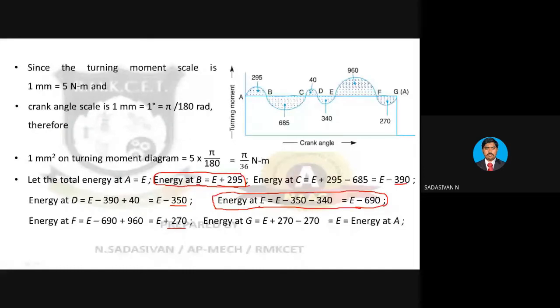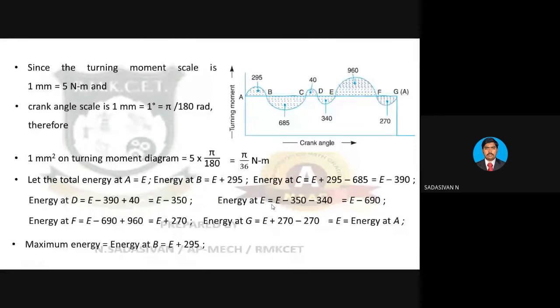With this in mind, we are going to proceed to the next step. Maximum energy at point B, E plus 295. Minimum energy at point, it is not C, it is point E. There is a small typing mistake here. This is point E. So this is your minimum energy point, E minus 690.